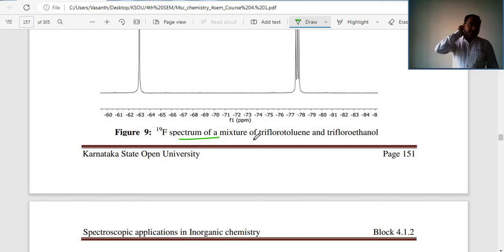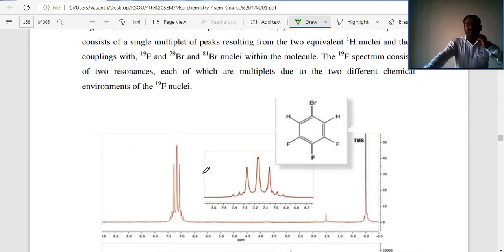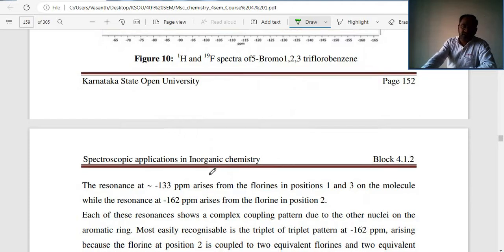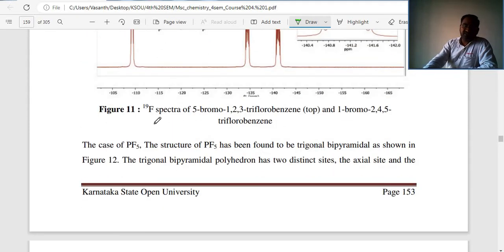This is the fluorine spectrum of a mixture of trifluorotoluene and trifluoroethanol. These are also similar to that, protons only. Just go through that. Some examples are mentioned here, such as the F-19 spectra of nizol.